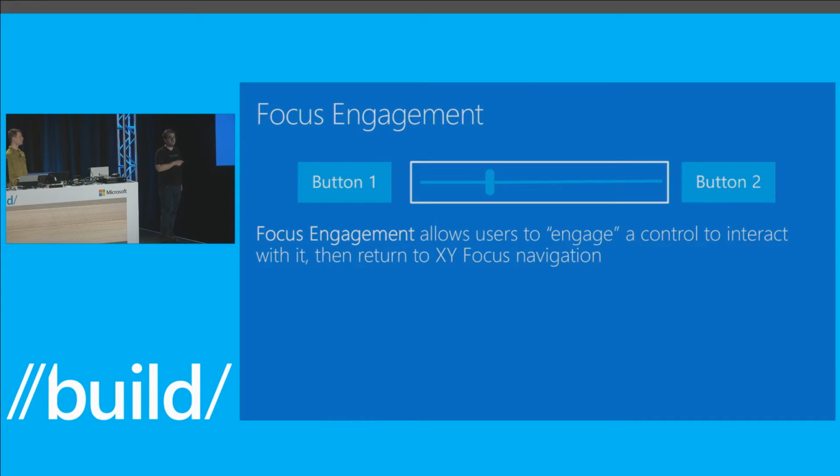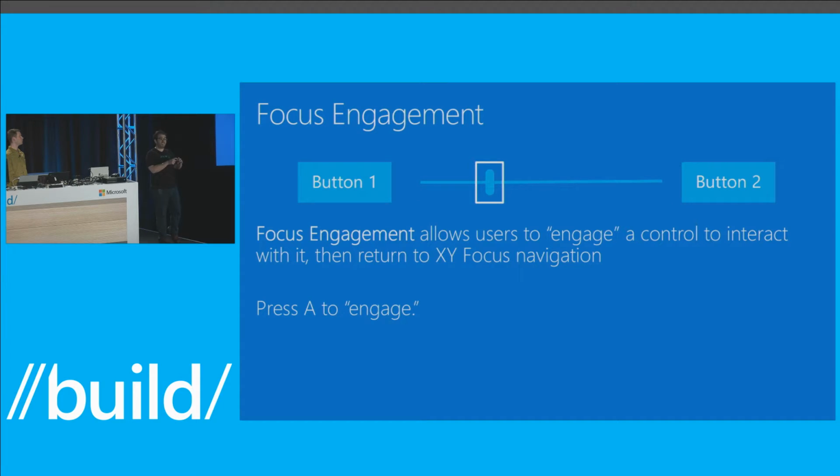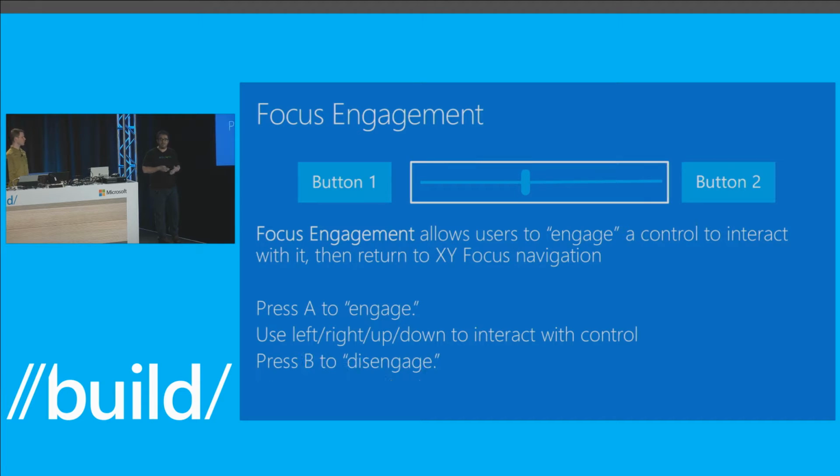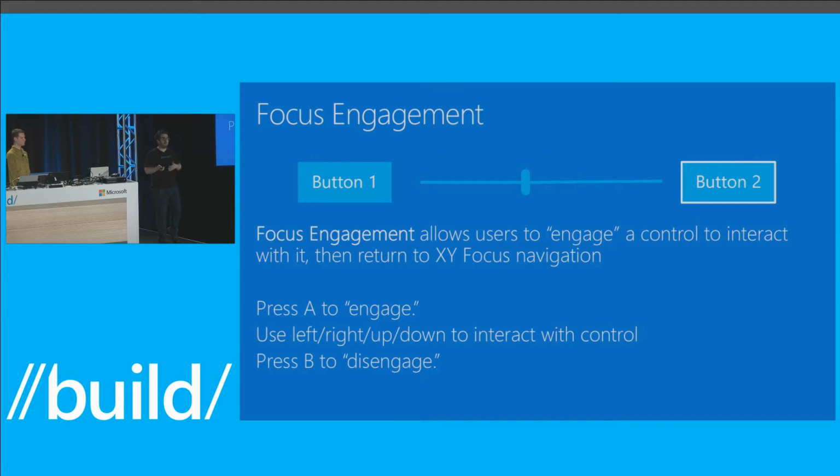In the case of a slider, the way this would work is you'd hit A to engage it, which moves focus into the slider. Now, once a control is engaged, all the input, instead of doing XY focus, gets routed directly to that control. So now the control is listening to those up, down, left, right key press events and doing whatever that control does with those events. In the case of a slider, it moves the slider. So hitting right again, for example, would change the slider value. When the user's done, they'll hit B. That'll disengage, and now you go back to ordinary XY focus, and hit right and it goes to the right. So that's called focus engagement.